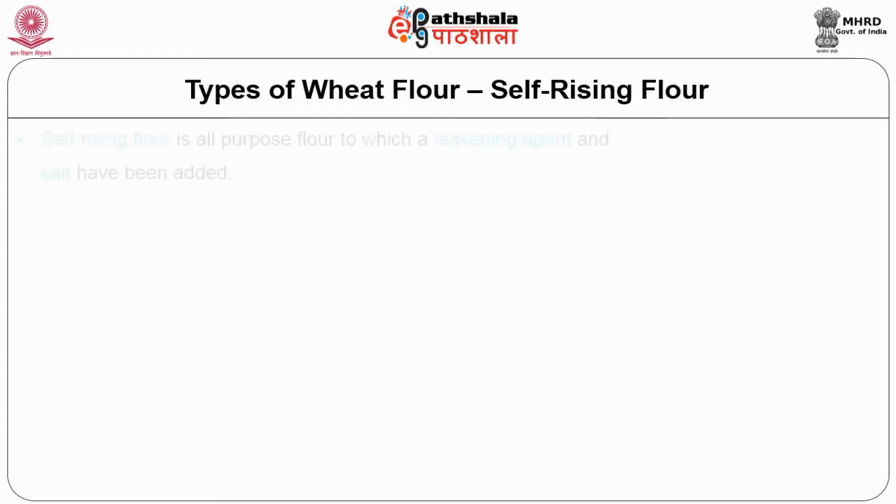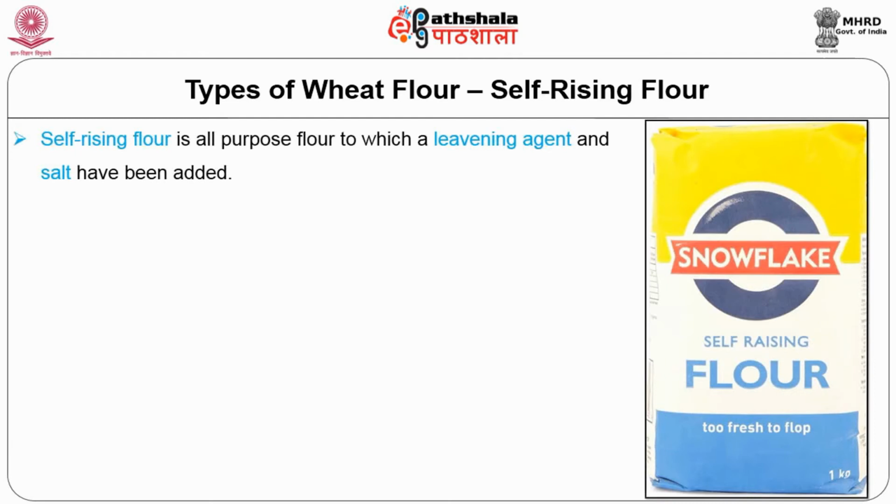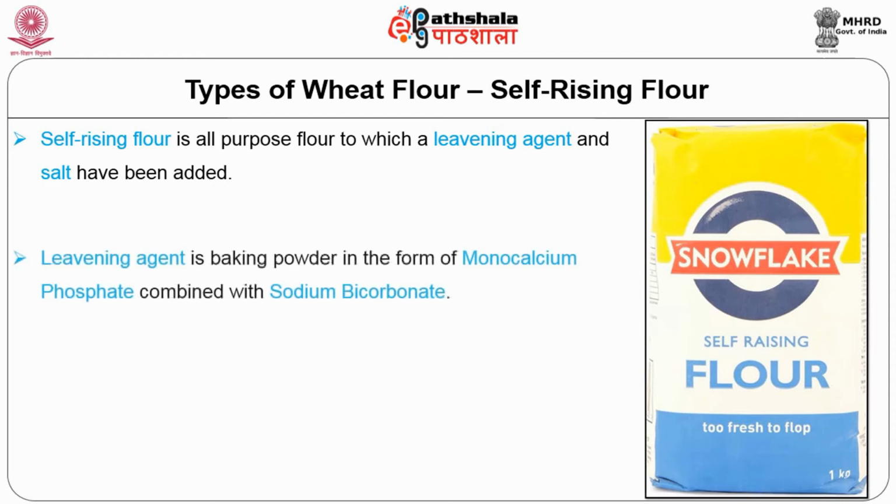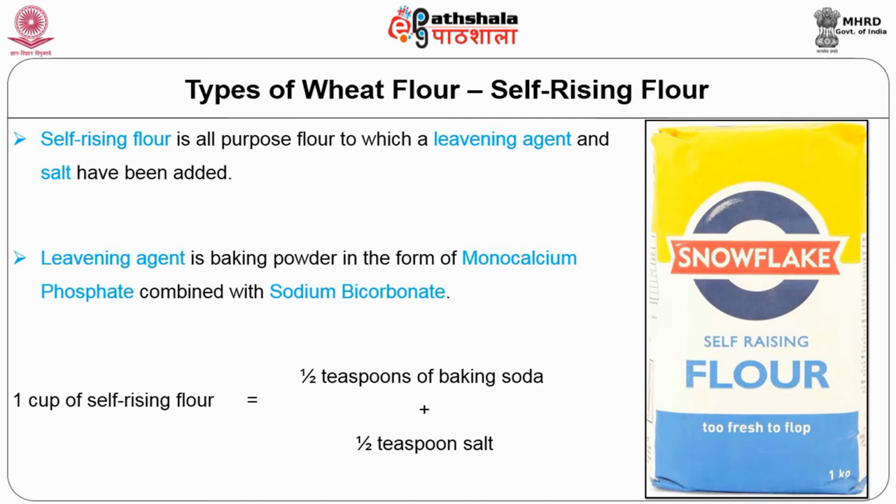Self-rising flour is all-purpose flour to which a leavening agent and salt have been added. The leavening agent is baking powder, in the form of monocalcium phosphate, an acid salt, combined with sodium bicarbonate, which is baking soda. One cup of self-rising flour usually contains 1.5 teaspoons of baking powder and half a teaspoon of baking soda.